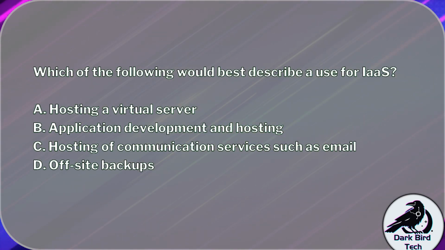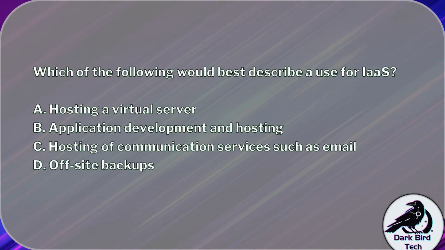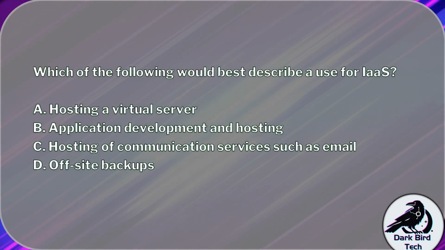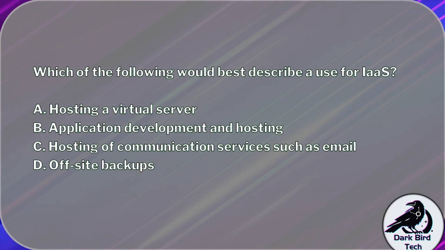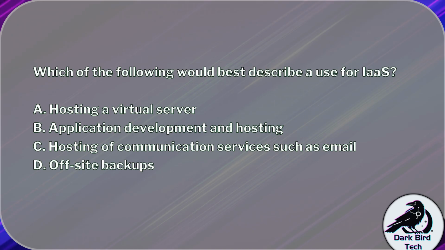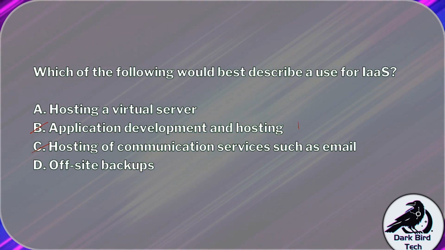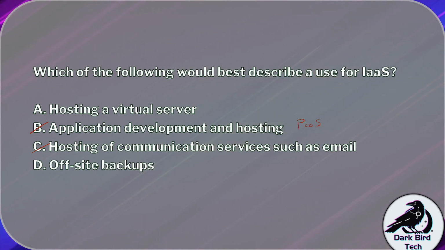C, hosting of communication services such as email. Again, I could do that with Infrastructure as a Service, but I can also do that with a Software as a Service solution. And then performing off-site backups. So straight away, I'm going to eliminate B and C. The reason why is this can be PaaS as well. And communication services like email can easily be a Software as a Service option. So they're not exclusively Infrastructure as a Service.